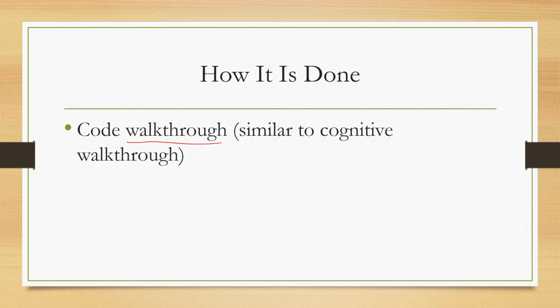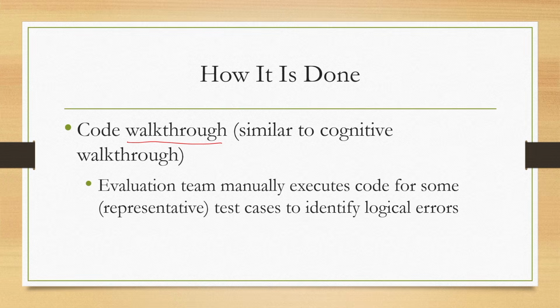The other method is code walkthrough. Again, this is similar to the cognitive walkthrough method that we have seen or discussed earlier in the context of evaluation of prototypes. So, in case of code walkthrough, again there will be an evaluation team. Each team member will manually execute the code. This is often called hand execution.